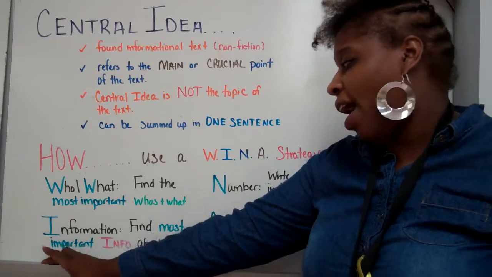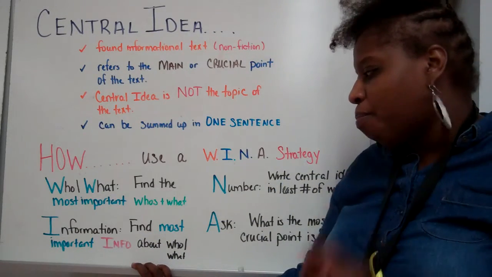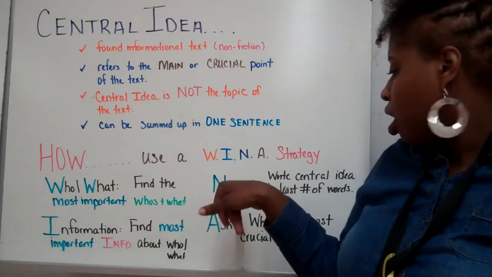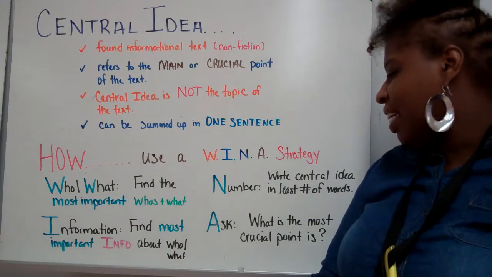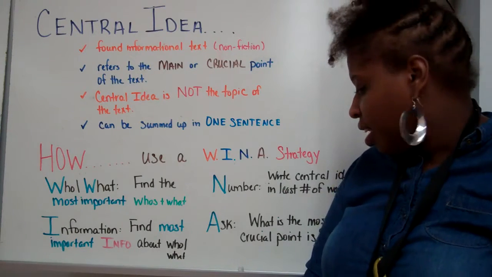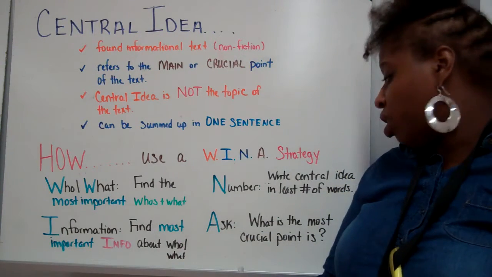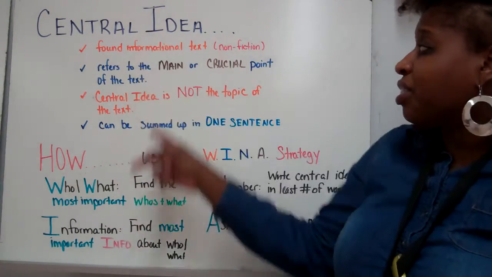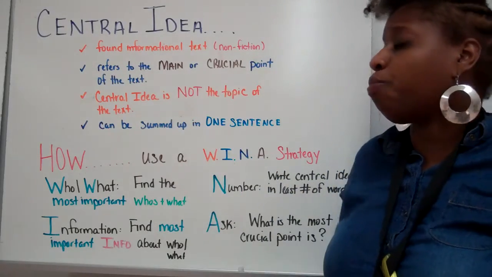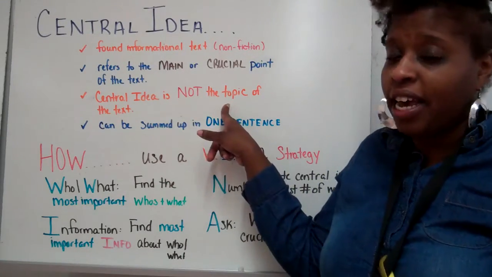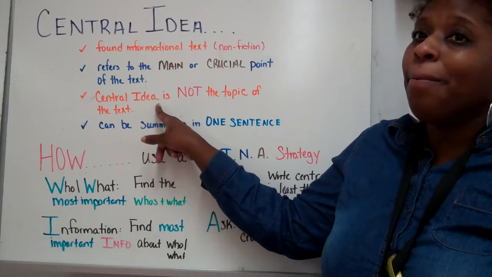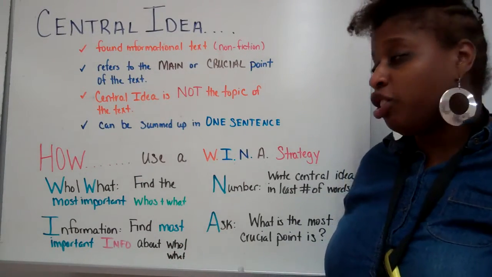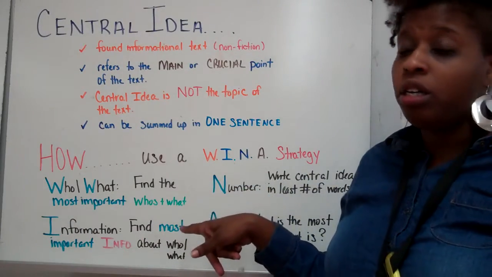Then we go to I, information. Find the most important info about the who and about the what. Number, write the central idea in the least number of words. And then lastly, you want to ask, what is the most crucial point? So remember, with central idea, it refers to the main or crucial point. It's not the topic of the text, it's the overall main idea. And it can be summed up in one sentence. How do we find the central idea? We're going to use a winner strategy.